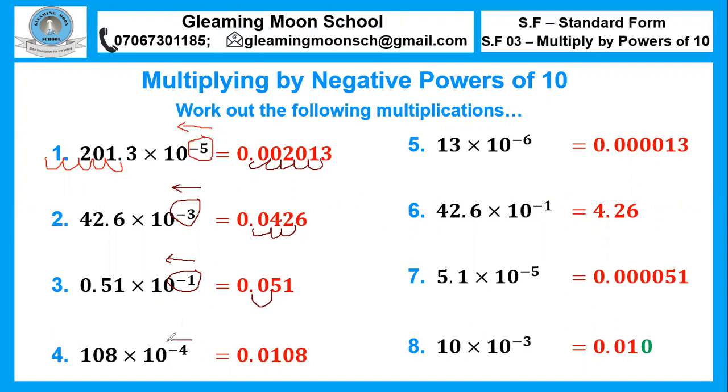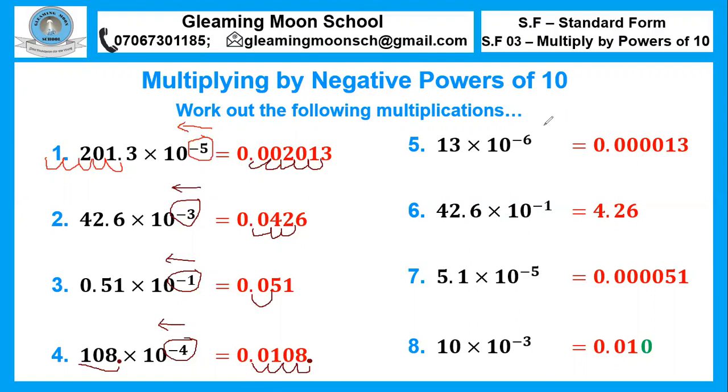Number 4, your power says -4. So again, you're moving your decimal point 4 times to the left. Now, this is a whole number, and as whole numbers, remember, the decimal point for whole numbers is always at the end of the number. So in this case, your decimal point originally was there, and now you want to move it how many times? 4 times. So you go 1, 2, 3, and 4. That brings you to your new decimal point.